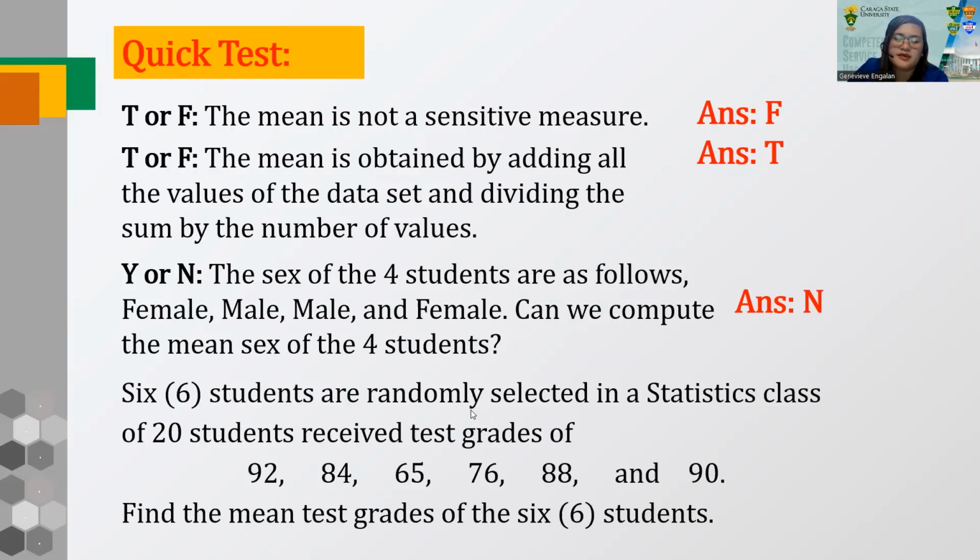Okay, so the students are randomly selected in a statistics class of 20 students, and receive test grades of 92, 84, 65, 76, 88, and 90. So find the mean. What is the mean? 82.5, ma'am. Okay, so the answer is 82.5.